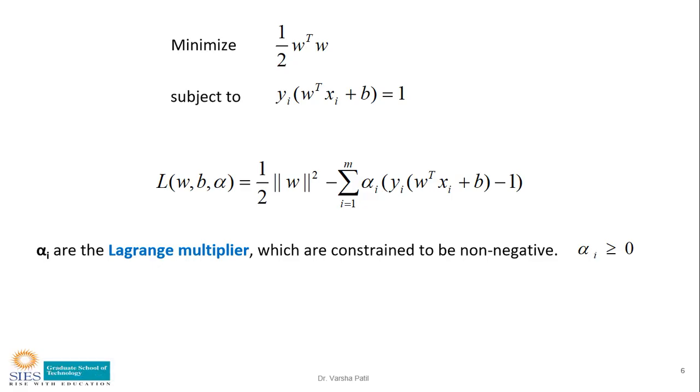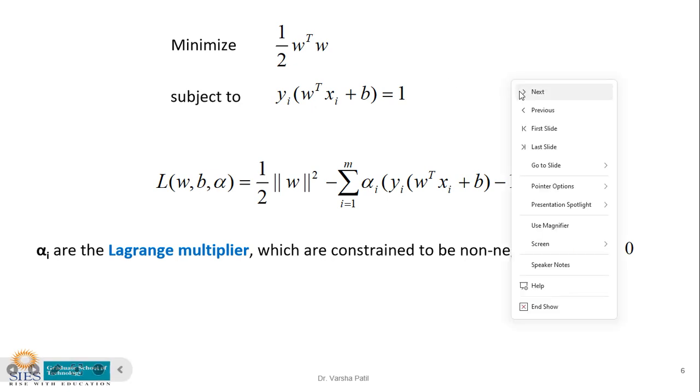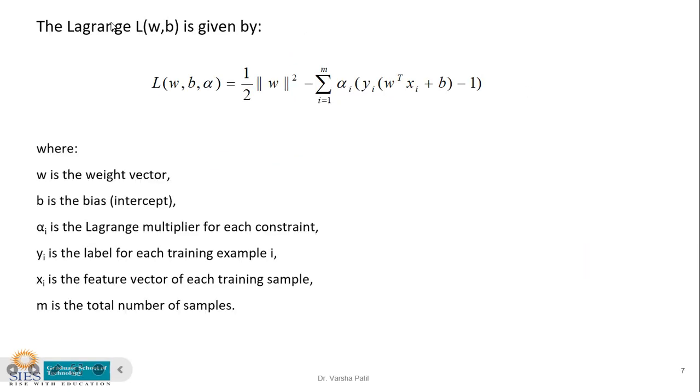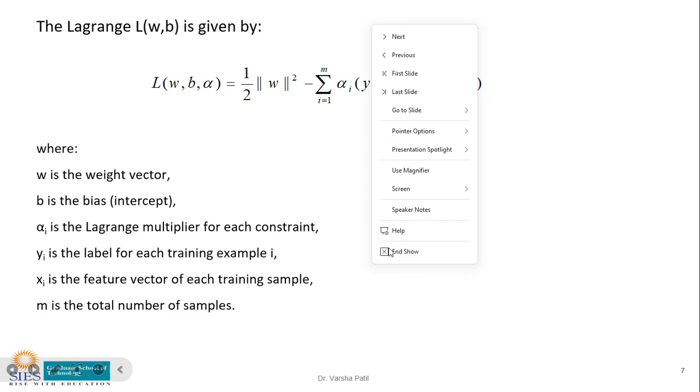So now here we require to take the derivative with respect to W and the derivative with respect to b. Now the Lagrangian is given by this equation where W is the weight vector, b is the bias, alpha is the Lagrange's multiplier for each constraint, yi is the label for each training example, xi is the feature vector for each training sample, and m is nothing but the total number of samples.